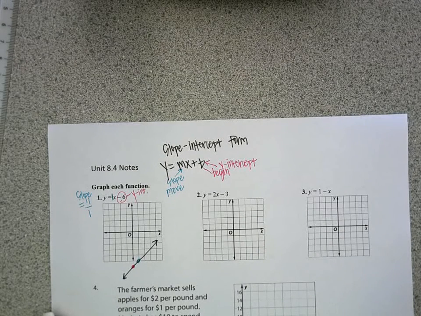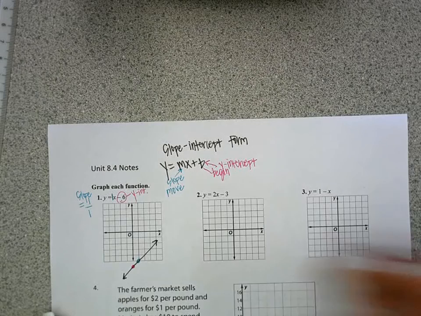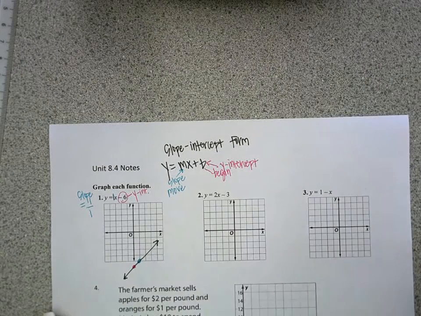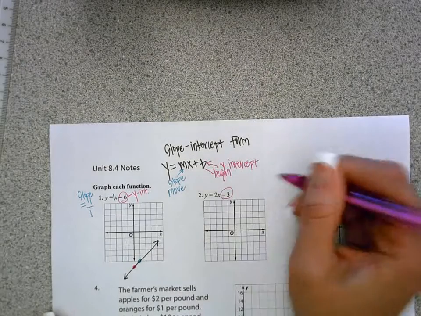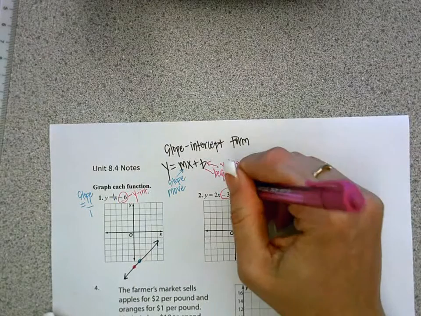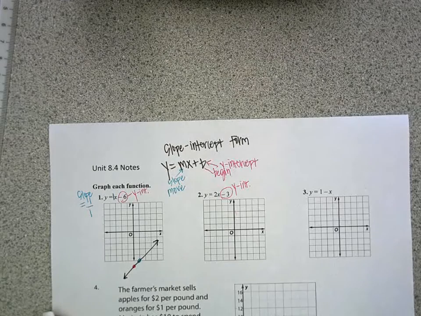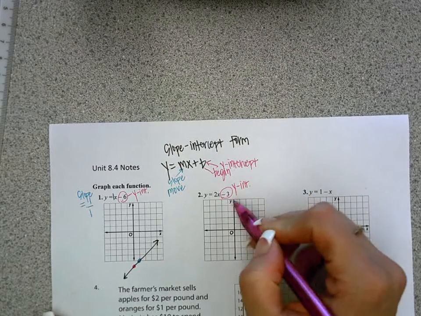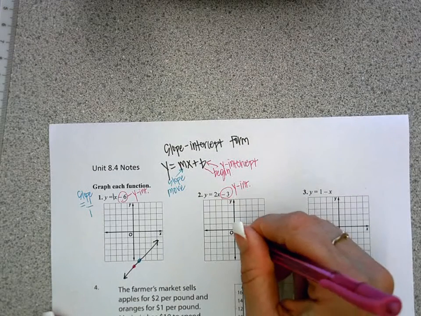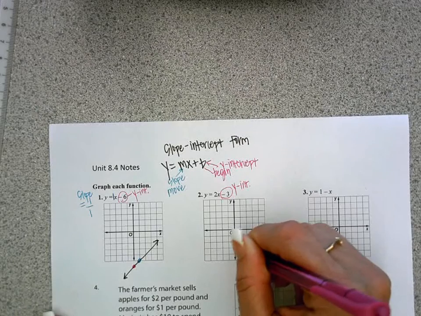Y-intercept is... What number is the y-intercept? -3. -3, okay? So the y-intercept is always the one at the end of the equation. So the y-intercept is at -3. B stands for begin, so I'm going to begin my picture at -3.